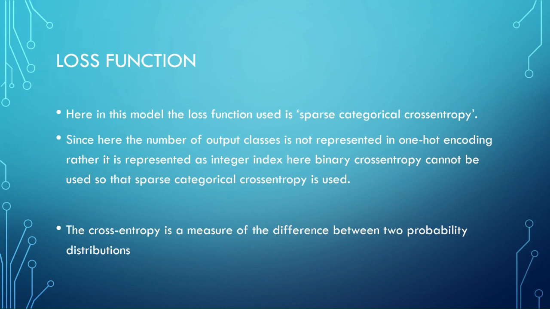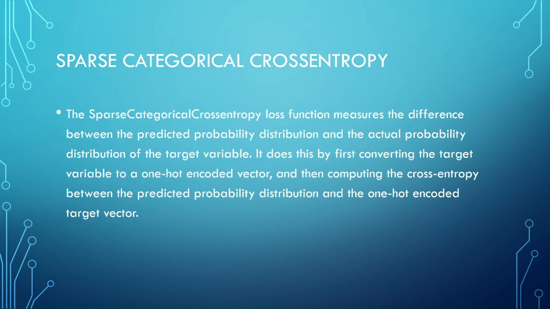So the probability distribution is calculated by the difference between the actual value and the predicted value. Based on the difference between these two, the probability distributions are calculated, and based on this the output is predicted. Sparse categorical cross entropy loss function measures the difference between the predicted probability distribution and the actual probability distribution of the target variable, as it said.